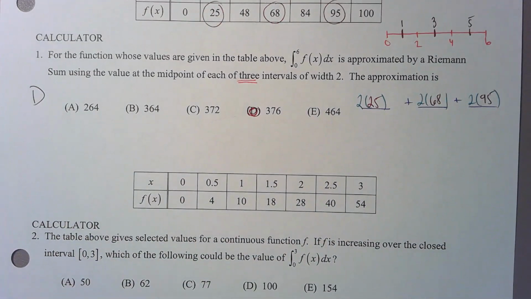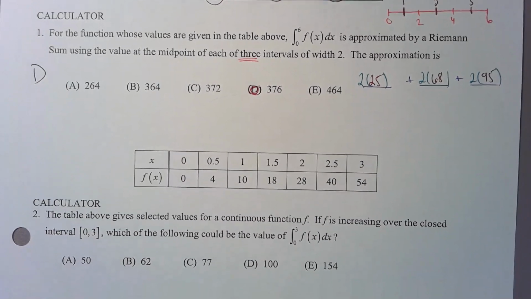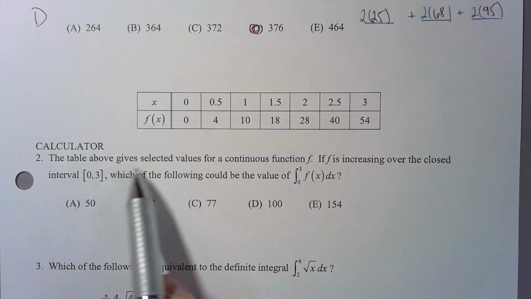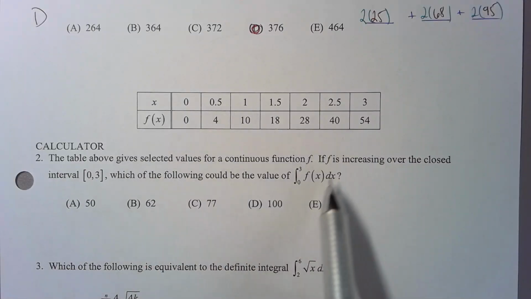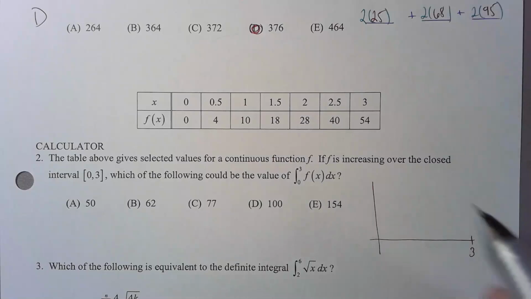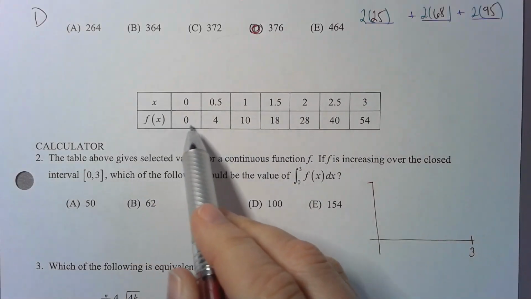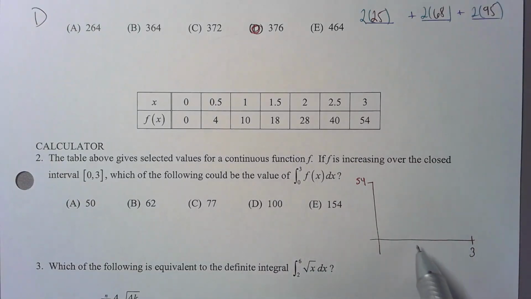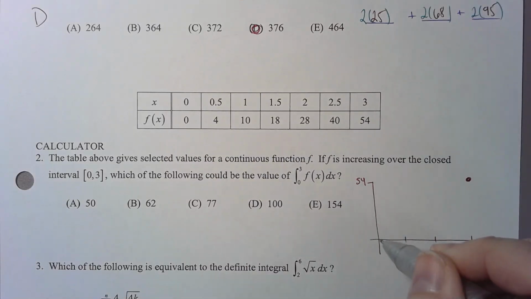All right. Question 2, we also have a calculator. It says f is increasing. Which of the following could be the value of the integral? All right. So again, they're asking us to estimate the area under the curve. We're going from 0 to 3. I have values anywhere from 0 to 54. Clearly not to scale. We're going up by 0.5s in terms of data, but they are telling me that this graph is increasing.